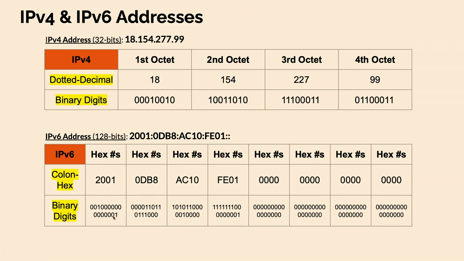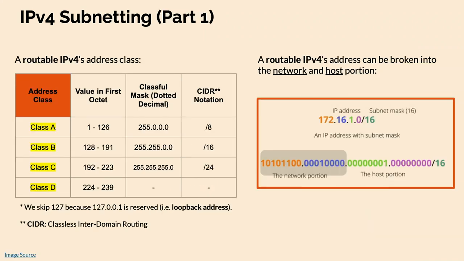And so whenever you see this notation, these are actually hexadecimal numbers, and this is called the colon hex notation. And whenever you have just pure zeros, you can literally just shorthand it with two colons instead. Do people understand IPv6 versus IPv4? Okay. Yeah. So we can move on now.